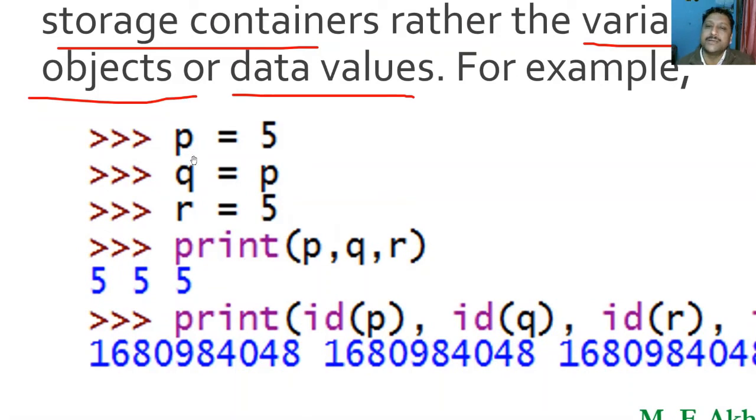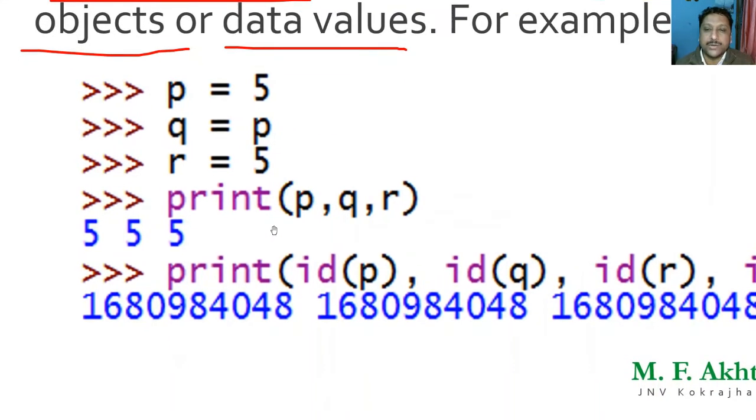We have defined three different variables p, q and r. p is assigned 5, q is assigned p. q is assigned p, meaning the value 5 which is already assigned to p is assigned to q, and r is assigned 5. Now when we print all three variables, it will give you the value 5 5 5.